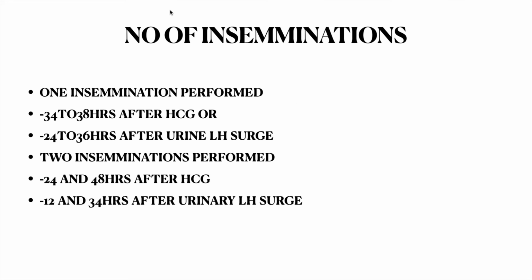Number of inseminations. In a particular cycle, either one insemination or two inseminations can be performed. In case of one insemination, it can be done 34 to 38 hours after HCG or 24 to 36 hours after urinary LH surge is positive. In case of two inseminations, it is usually done 24 and 48 hours after HCG or 12 and 34 hours after urinary LH surge is positive.